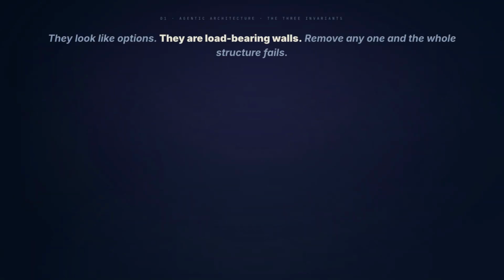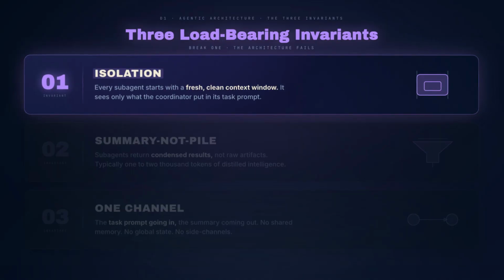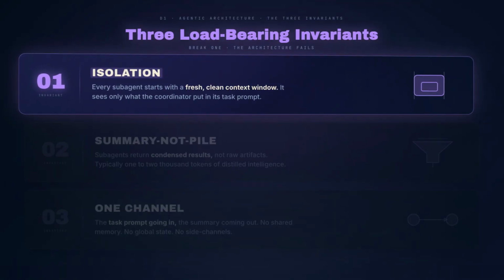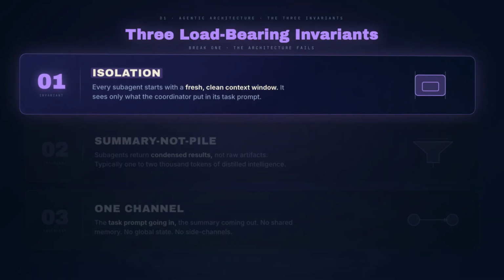3 things keep this architecture from collapsing. They look like options. They are load-bearing walls. Remove any one and the whole structure fails. Invariant 1, isolation. Every subagent starts with a clean, fresh context window. It doesn't see the coordinator's history. It doesn't see what the other subagents are doing. It sees only what the coordinator put in its task prompt.